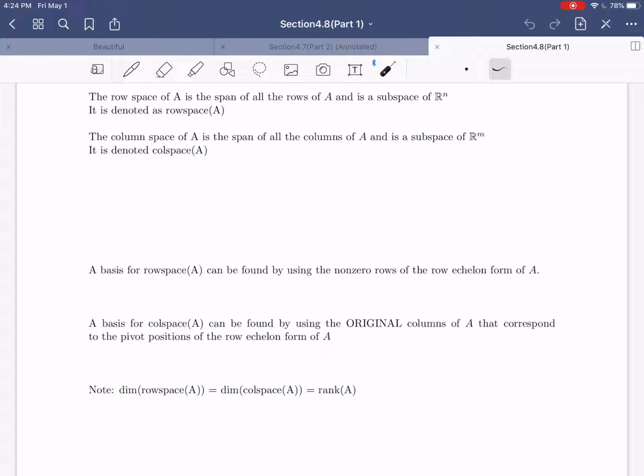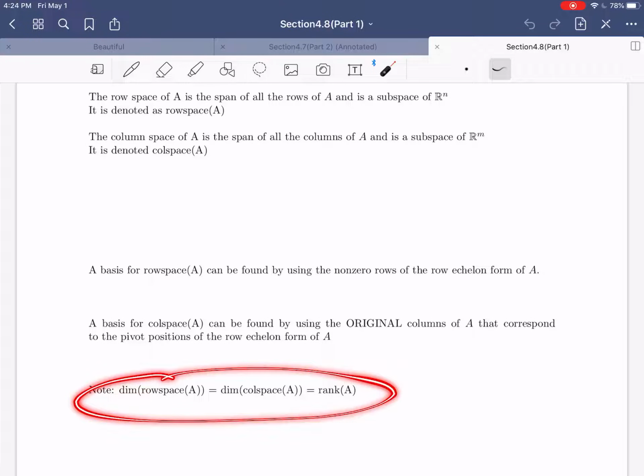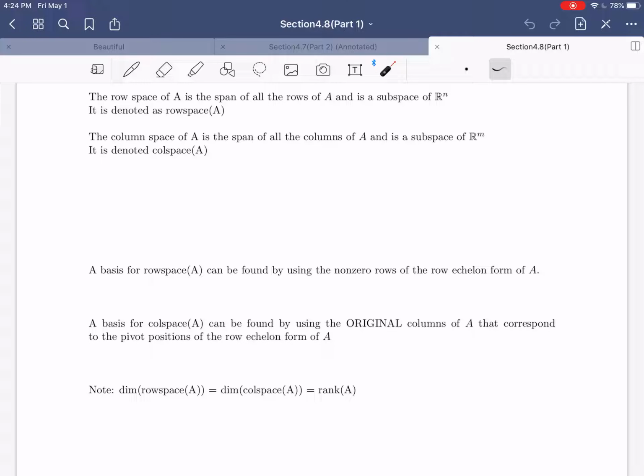Now, in both these situations, interestingly enough, because the number of pivot positions is equal to the number of non-zero rows when you put something in row echelon form, it shouldn't be hard to believe that the dimension of the row space will be the dimension of the column space, which will be something that we've actually already discussed, the rank of the matrix. Now, this is a really interesting statement because this is saying that the dimension of the row space and the dimension of the column space is going to always be the same.